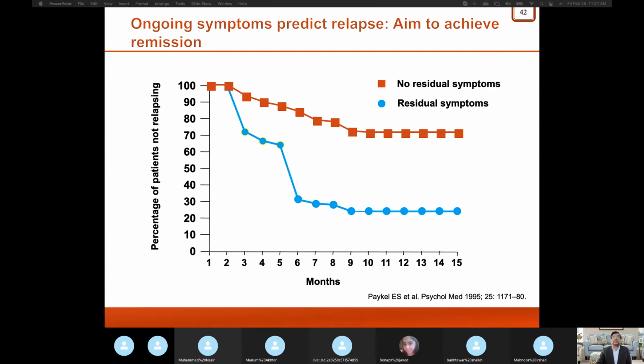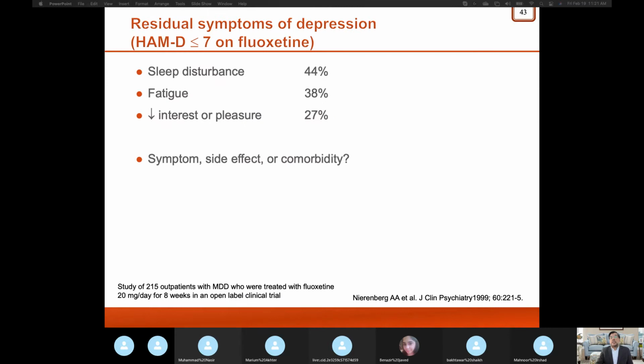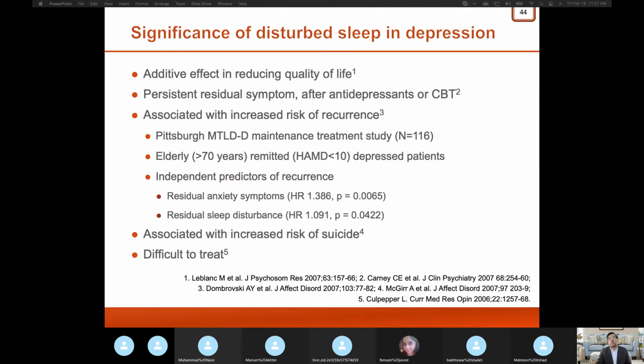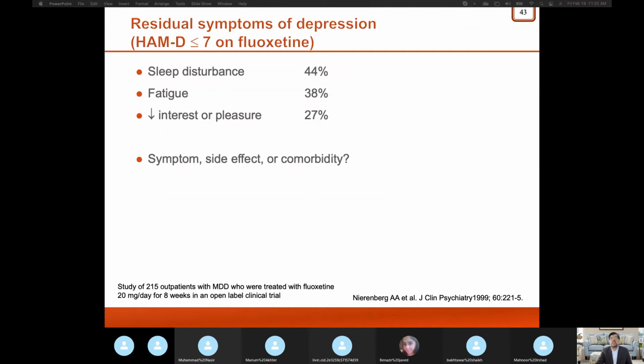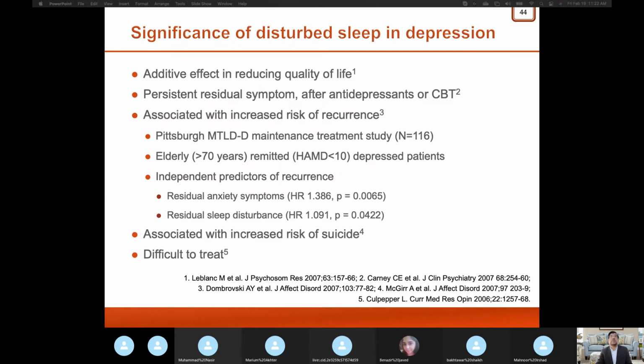Treating residual symptoms. Again, going back to the first slide. Sleep disturbance 44%, fatigue 38%, lack of interest or pleasure 27%. Symptoms, side effect, or comorbidity. This is crucial. I have to assess whether this is a symptom, a side effect of the medication I am giving, or a comorbidity. If I'll be able to assess this rightly, I'll be able to treat them completely. If I won't be able to assess it completely, I won't be able to address the symptoms.